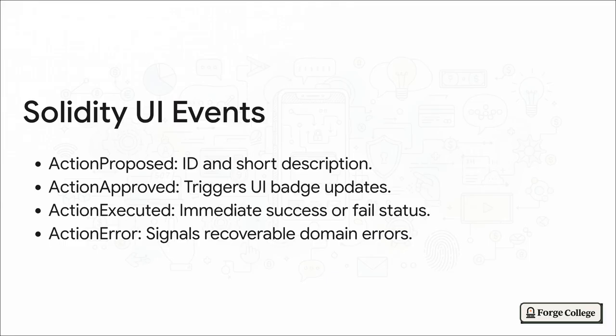Third, ActionExecuted is your terminal event. It gives an immediate yes or no success or fail status. And finally, ActionError signals recoverable domain errors. So instead of the whole transaction just mysteriously reverting and leaving the user in the dark, the contract explicitly tells the UI exactly what went wrong, allowing you to offer a simple one-click recovery option.